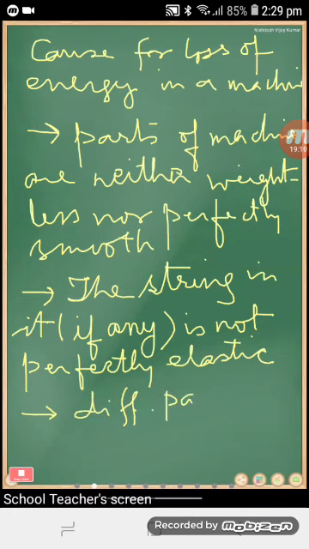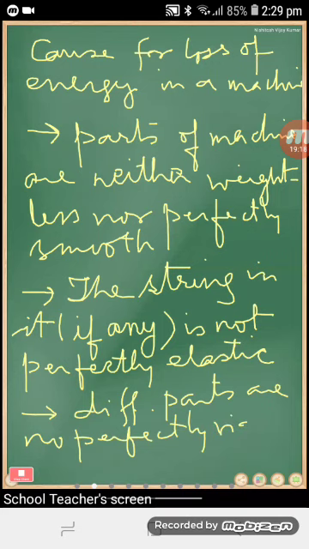Different parts are not perfectly rigid. All these things basically give rise to a force called friction. So most commonly, with all these factors, we find that there is a lot of friction taking place between the parts of the machine.